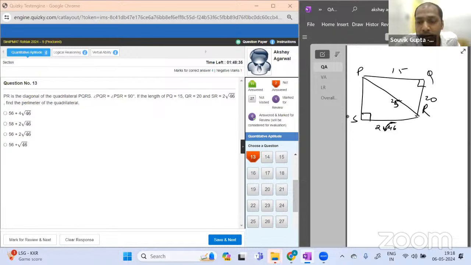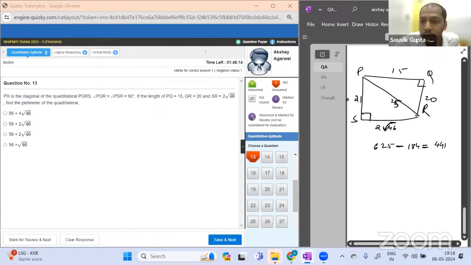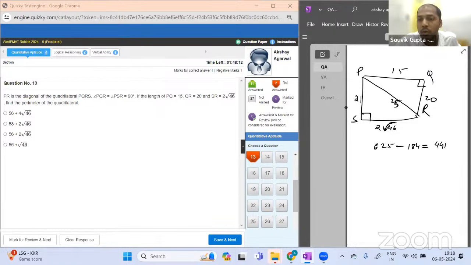Let's use Pythagoras theorem. 625 minus 46 into 4, which is 184. 625 minus 184 would be how much? 441. So it is 21. 20 plus 21 is 41, 41 and 15, 56. 56 plus 2 root 46. Therefore, the answer is option C.